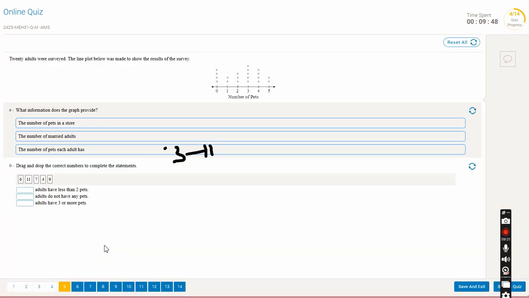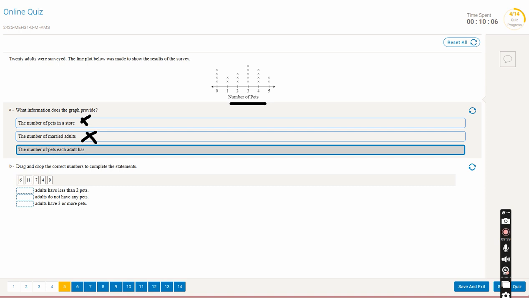Okay, what are they saying here? What information does the graph provide? Number of pets in a store? No, because remember they said 0 here. If there were 0 pets in the store, why are we even counting the number of pets, right? So it can't be this one. Number of married adults? No, they told us number of pets. So not this one either. Number of pets each adult has?